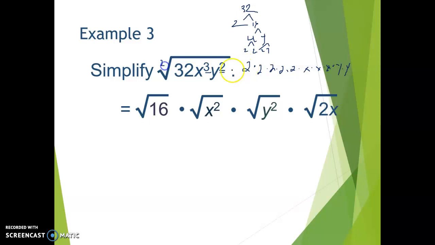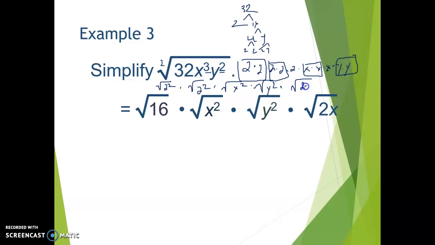Because I'm taking the square root, I'm looking for groups of 2. 2 times 2, 2 times 2, there's a leftover 2. 2 times x, there's a leftover x, and 2 times y. Okay, so I would write that as square root of 2 squared times square root of 2 squared times square root of x squared times square root of y squared times my leftovers, which is I've got a 2 and an x left over.